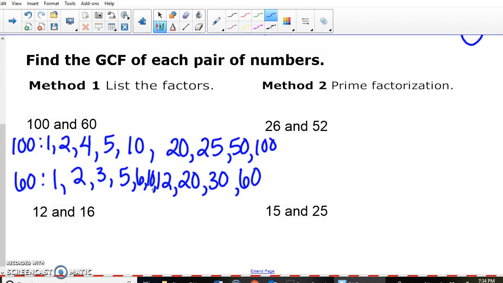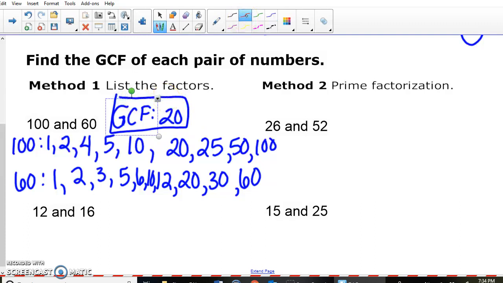Alright, so then to find my GCF, I'm going to look at the ones they have in common. I can see that they've got several in common. 1, 2, 5, 10, 20. Those are all the ones they have in common. But I want to, of course, go with my biggest one. So my final answer would be my GCF is 20 then.